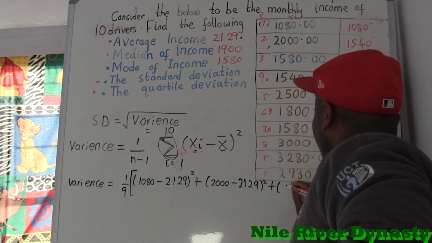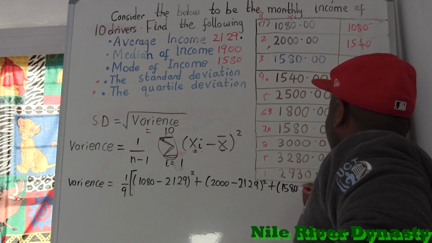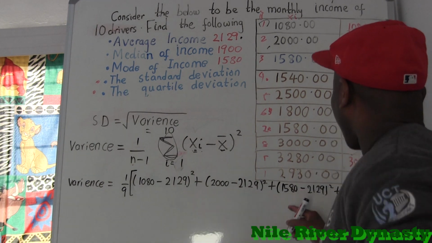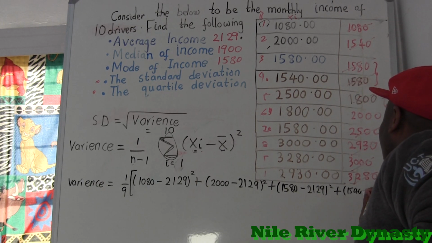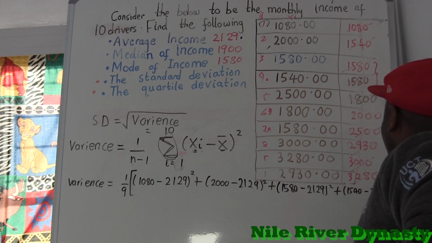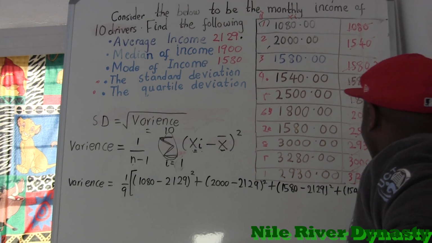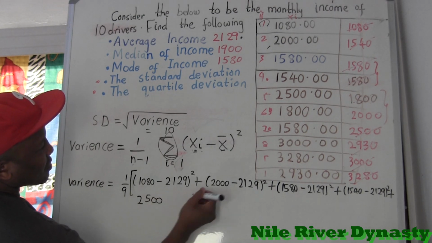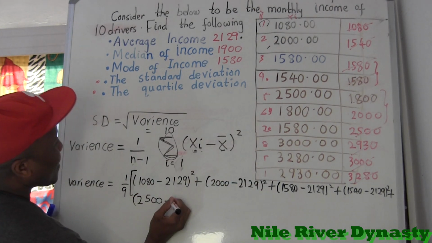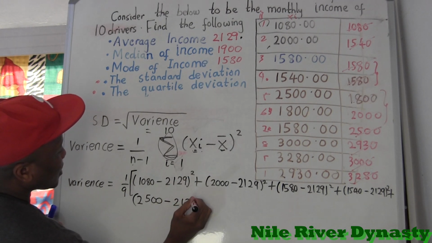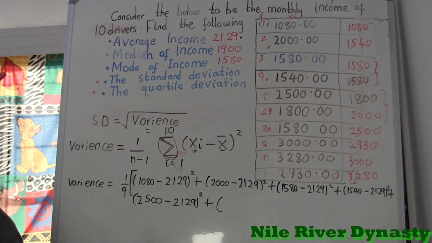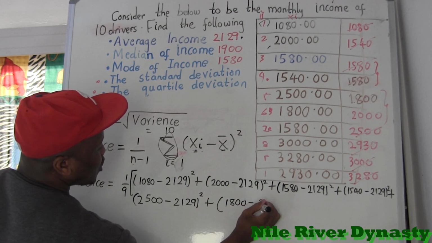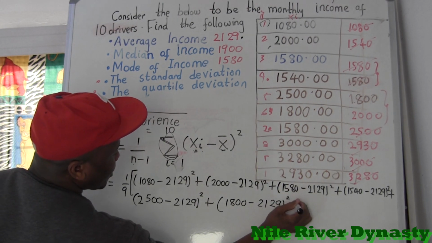Now we go for the third one. It's going to be 1580, and then we minus 2129, and then we square, and then we plus. Now the next one is 1540, and then we minus 2129, and then we add. Then 25,000, minus our mean 2129, and then we square, and then we plus. So you must be very careful with the numbers here. Now we go for the next one, 1,800, minus 2129, and then we square.